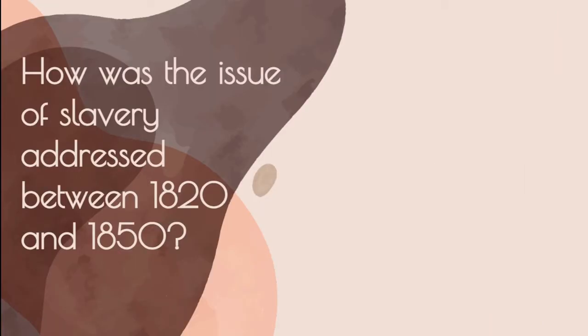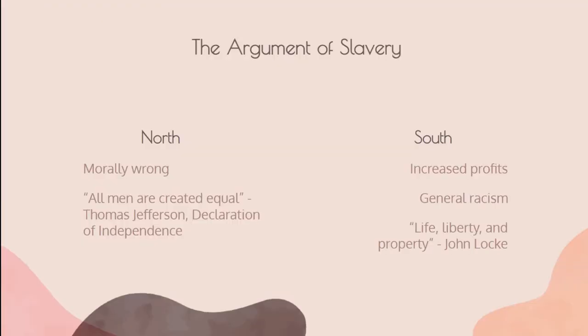And now we have our first question. How was the issue of slavery addressed between 1820 and 1850? So slightly before 1820 or during 1820, we have the argument of whether it should be slavery or not. The North thought it was morally wrong in every way, that all men were created equal, which is said by Thomas Jefferson in the Declaration of Independence, while the South, they thought it would increase their profits a lot to have people working that weren't getting paid.